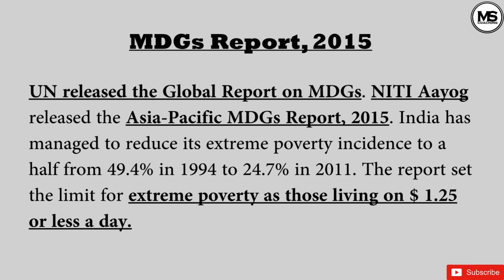2015. UN released the Global Report on MDGs. NITI Aayog released the Asia Pacific MDGs Report 2015. India has managed to reduce its extreme poverty incidence to half, from 49.4% in 1994 to 24.7% in 2011. The report set the limit for extreme poverty as those living on $1.25 or less a day.